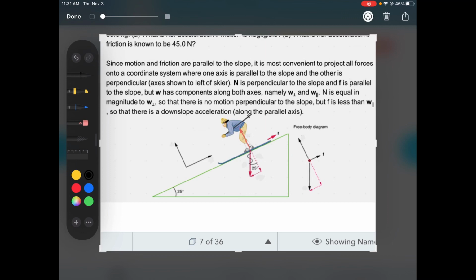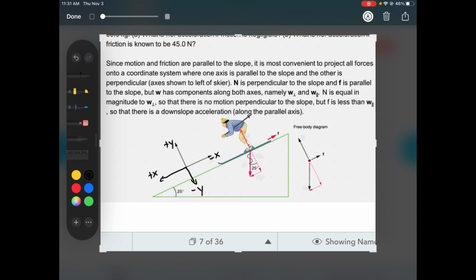So on our coordinate system there, on to the left, I'm going to add that this is the positive y direction. This is going to be the negative x direction. I'm going to make that the negative. That way, going down the slope is the positive x direction, and going into the slope is the negative y direction.